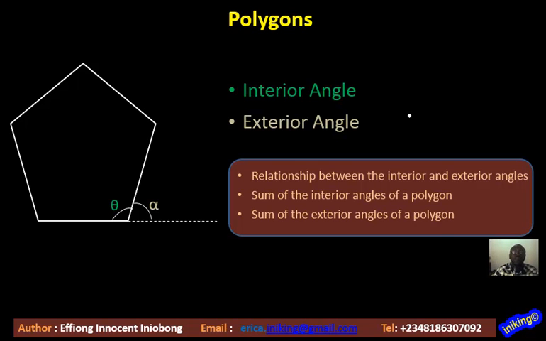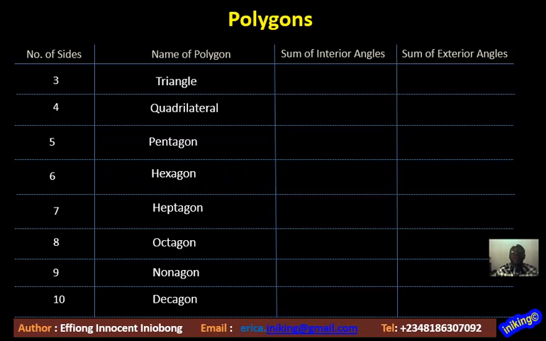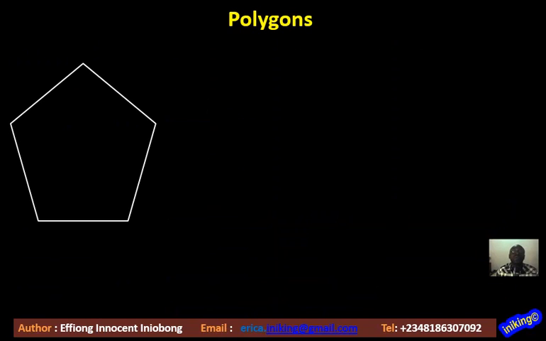At the end of this video clip, we should be able to obtain values for the sum of the interior angles of the listed polygons: the triangle, the quadrilateral, pentagon, hexagon, heptagon, octagon, nonagon, and the decagon. And also we'll be able to know what is the sum of the exterior angles for each of these polygons. So let's set out. What is the interior angle of a polygon?